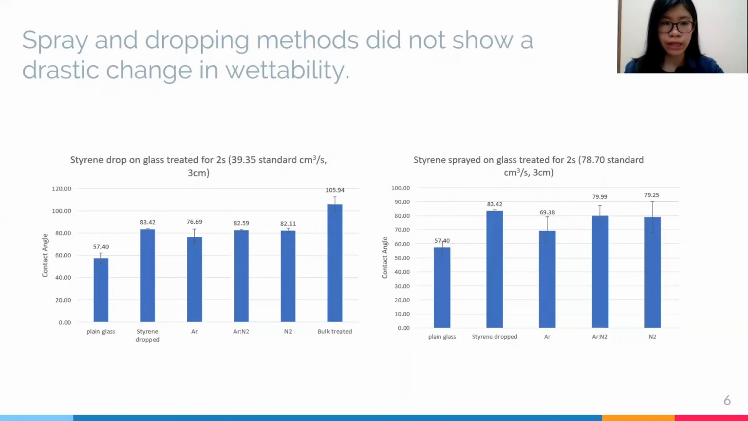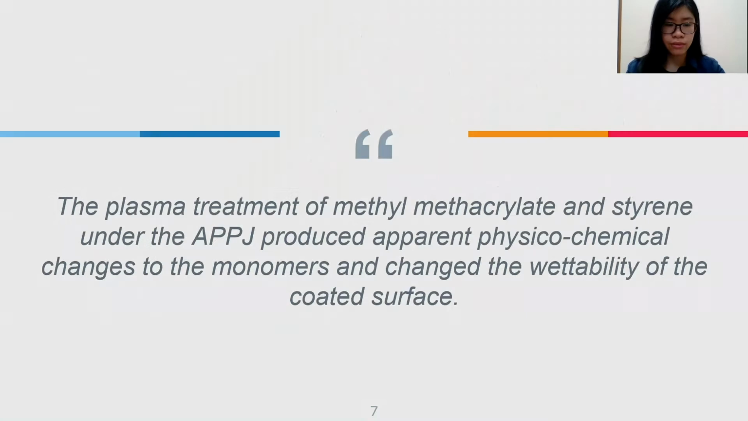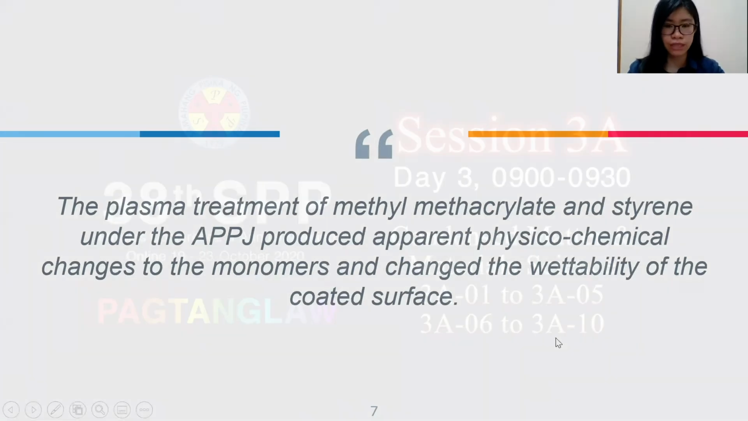For drop treatment, styrene was first dropped on a glass substrate using a dropper and then immediately treated under the APPJ, while for spray treatment, styrene was sprayed twice using a glass atomizer, then immediately plasma treated. These did not show a drastic change in wettability but produced films with different surface characteristics. The plasma treatment of methyl methacrylate and styrene under the APPJ produced apparent physicochemical changes in the monomers and changed the wettability of the coated surface.